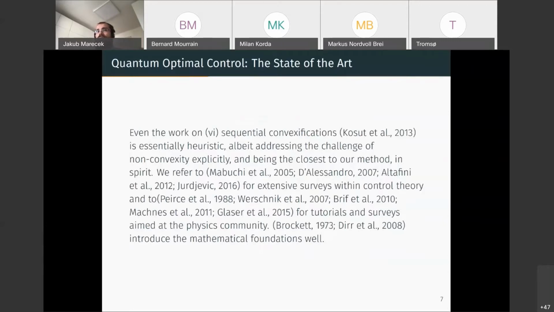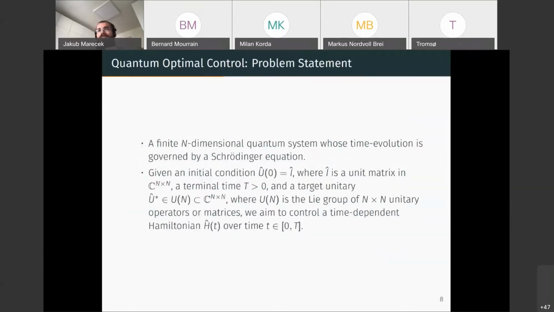And we should like to also mention that there are several book-length introductions to quantum optimal control. And some of them, such as this one by Glaser, are really like works of art and labors of love, and very much recommended if you would like to buy yourself a book for Christmas. So that's the state of the art.